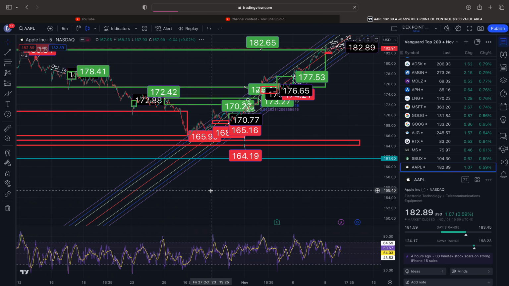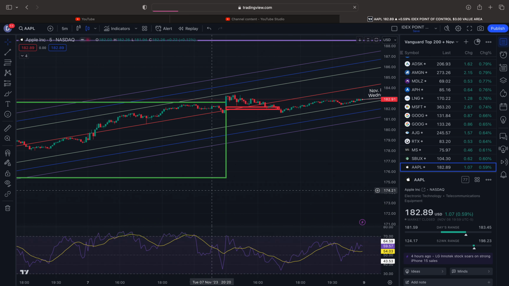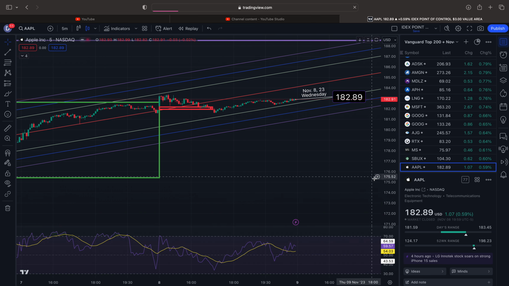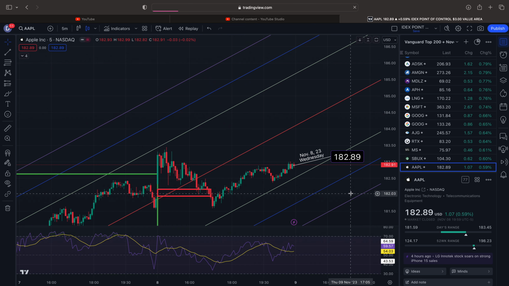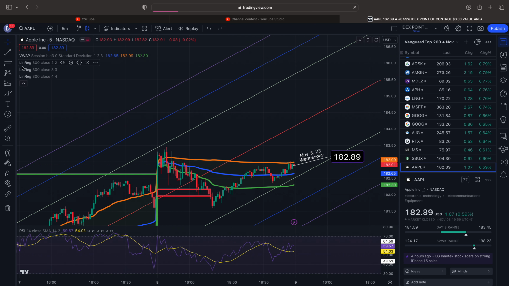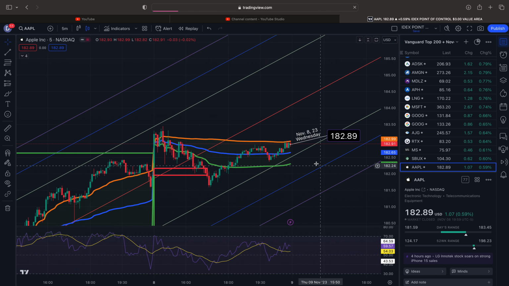Let me go back to the 5-minute time frame and show you one other thing. And that is VWAP. We are at the upper channel. VWAP takes us down to 182.64 and 182.29.